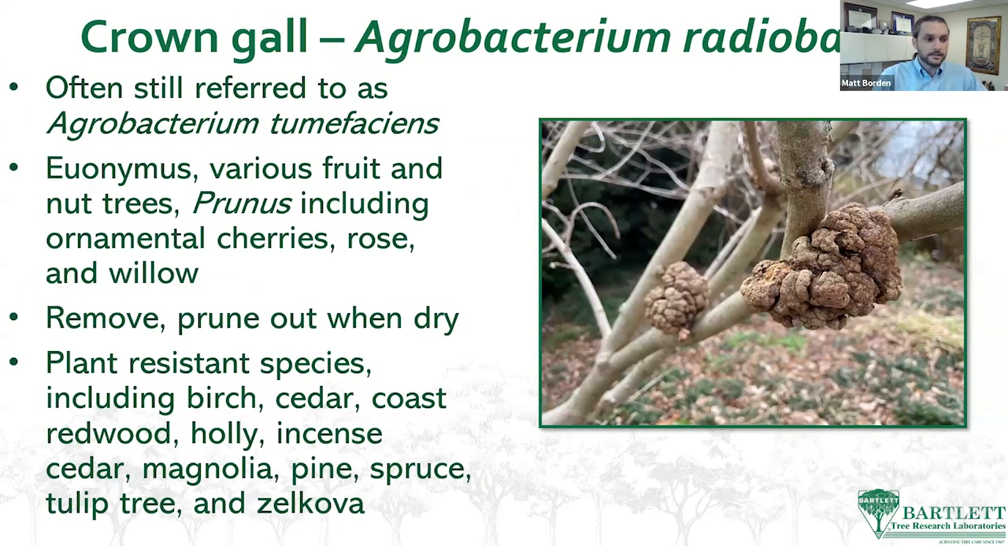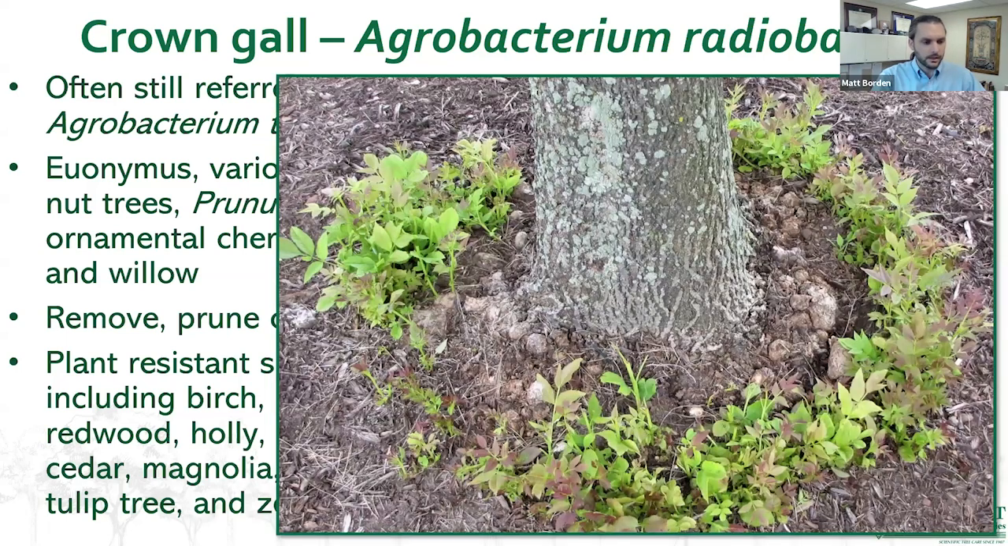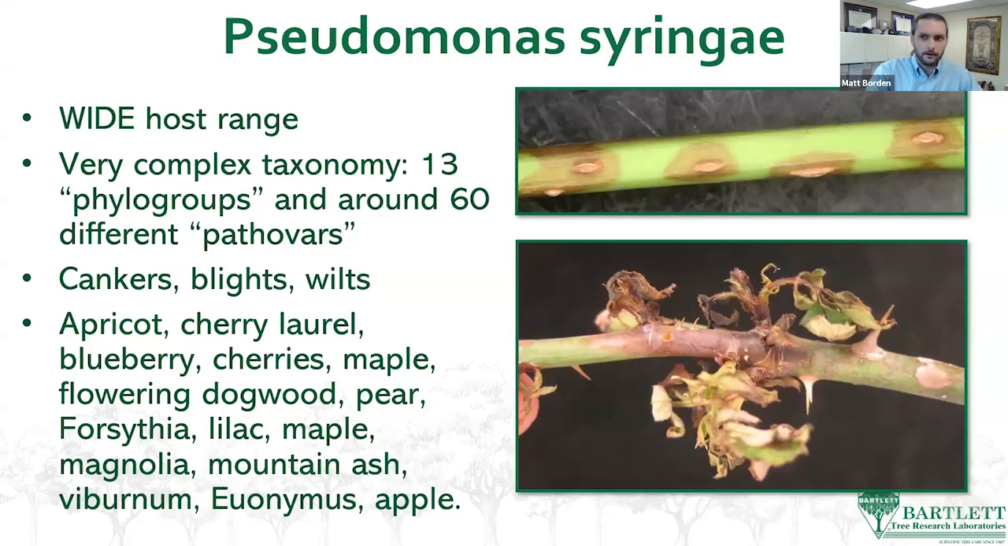Another one that I see all the time in the landscape is crown gall, Agrobacterium radiobacter. Sometimes you still see it as Agrobacterium tumefaciens. I usually see this on euonymus, but cherries are another big one. In fact, I have a bag on my desk full of crown gall that I took off the root of a cherry tree. Typically, we remove these if they're branch cankers or plant species that are not susceptible to them. Here's a really cool example from an ash tree, I believe, and you can see the crown gall there all around the major roots. Not a whole lot we can do about that. I'll come back to crown gall management later on.